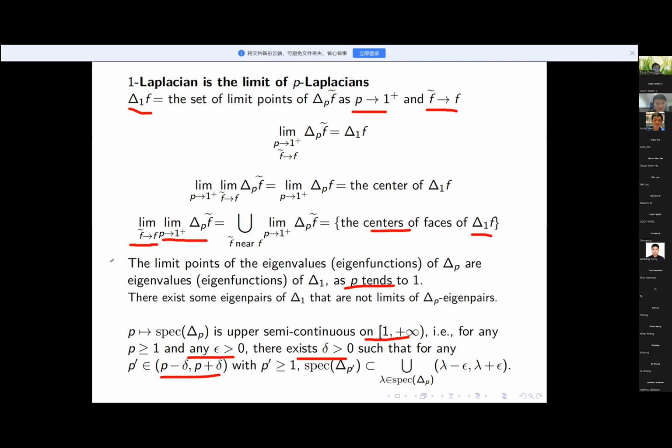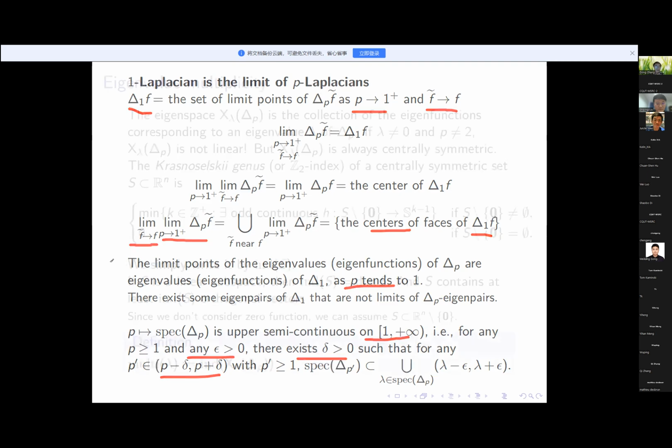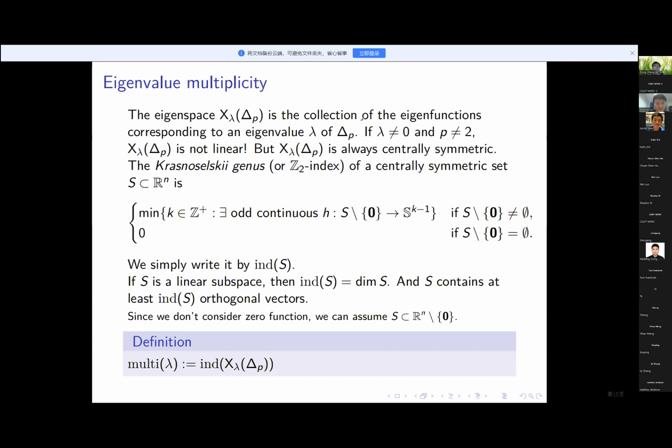Okay, let's talk about eigenvalue multiplicity. First, the eigenspace X_lambda of Delta_p is defined to be the collection of eigenfunctions corresponding to an eigenvalue lambda of the p-Laplacian. If p is not 2 and lambda is not 0, then this eigenspace is not linear, but it is always centrally symmetric. So we should use some nonlinear dimension to replace the linear dimension.